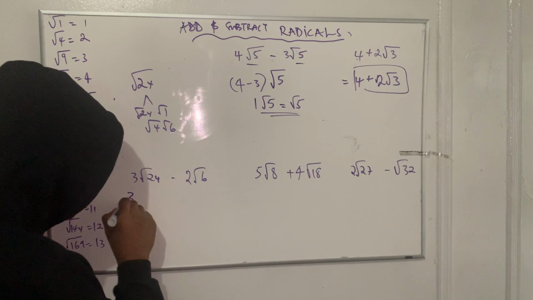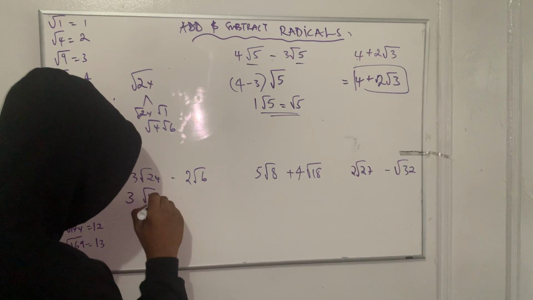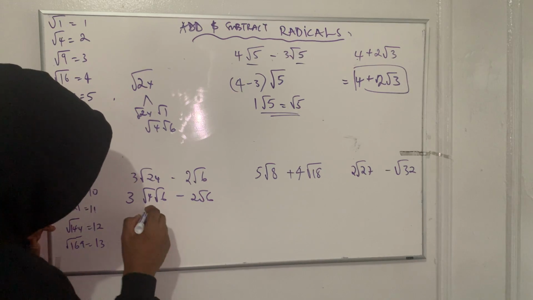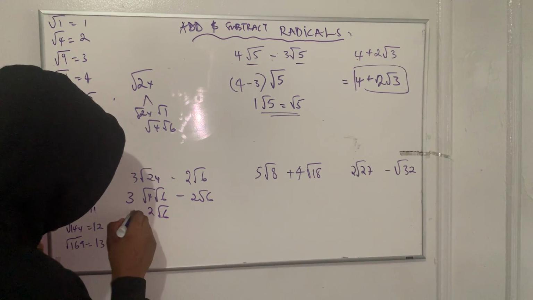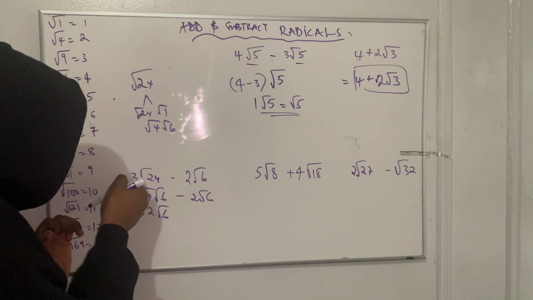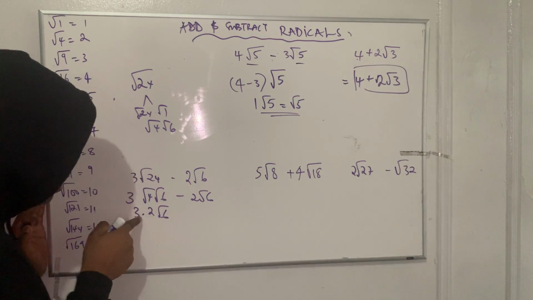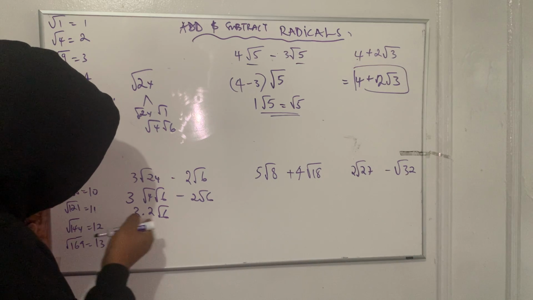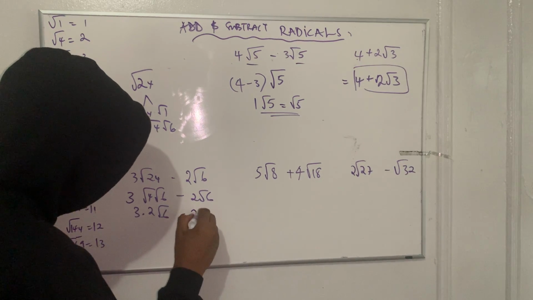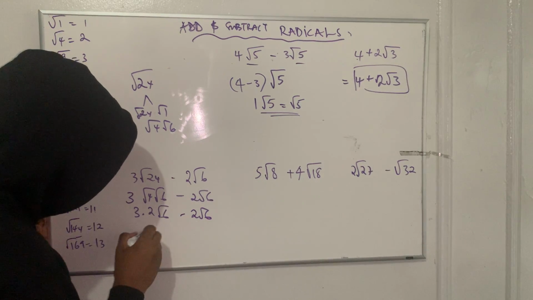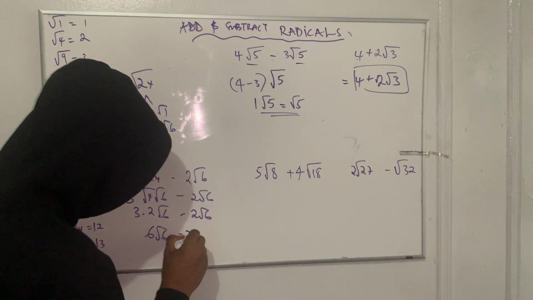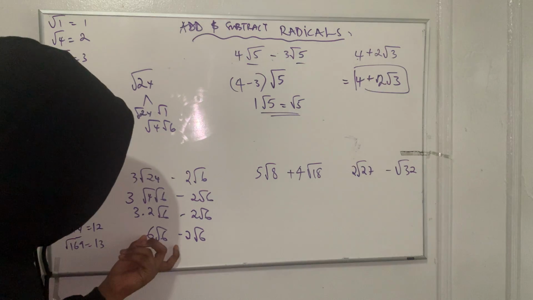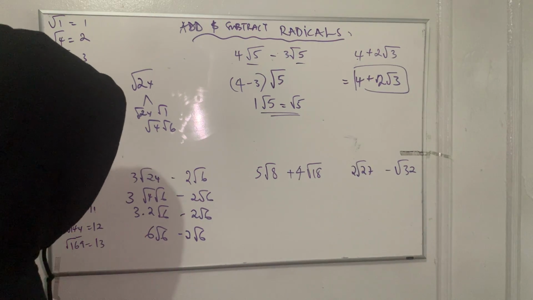So let's change this: 3 root 4 times root 6 minus 2 root 6. Now, what is root 4? It's 2. Since the 3 is already multiplying root 24, the square root of 4 is 2, and then they have a multiplication over here. So let's write this down. Now, 3 times 2 is 6. Root 6 minus 2 root 6. What happened? 3 root 24 turns to be 6 root 6 because you simplified it.